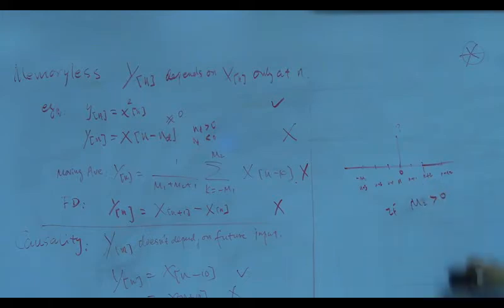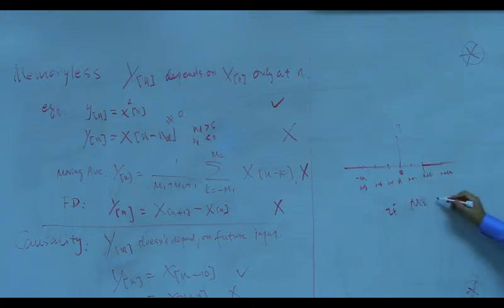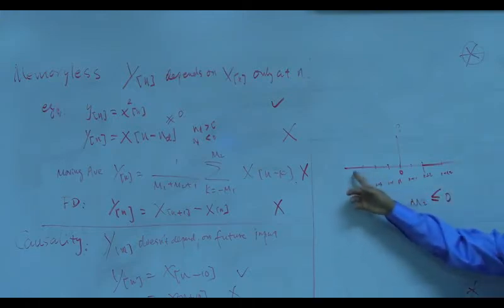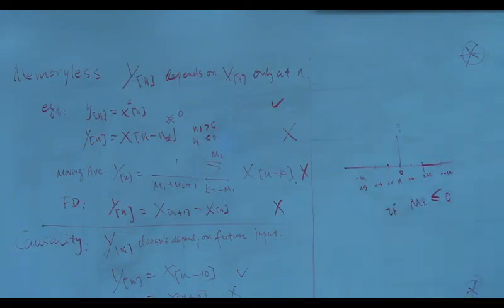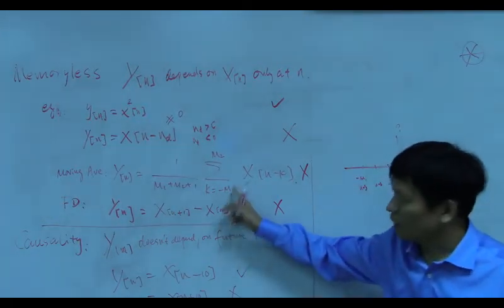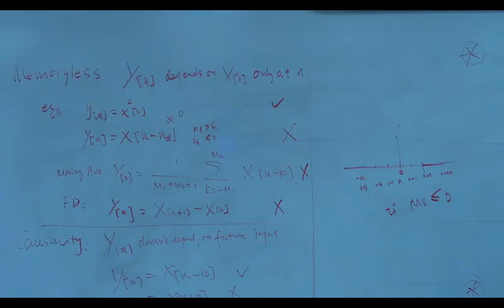But if m2 is equal to 0 or less than 0, then that means we need only from somewhere here to here. So that is a causal system. So again, if you are given this question, you need to discuss the relative values of m1 and m2. But in general, this one is not causal. You need to use past values and future values. Okay.